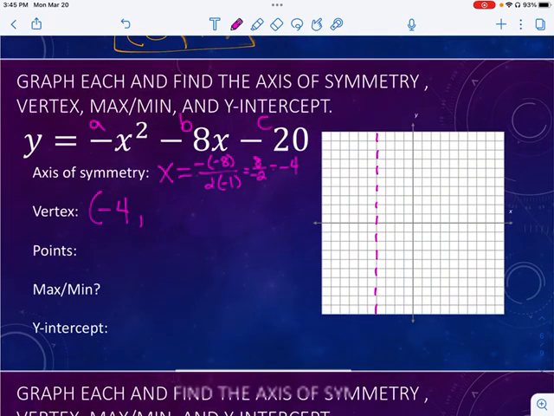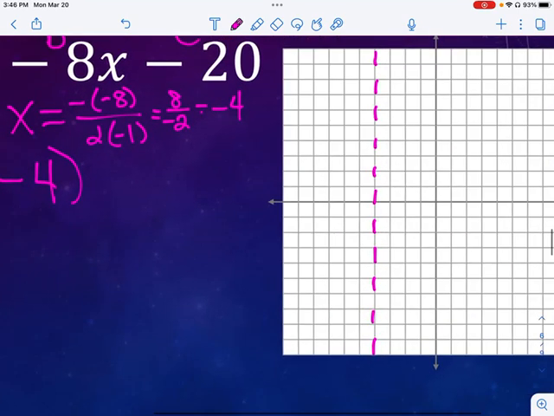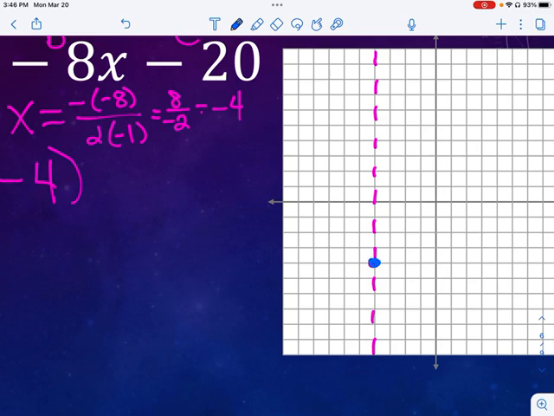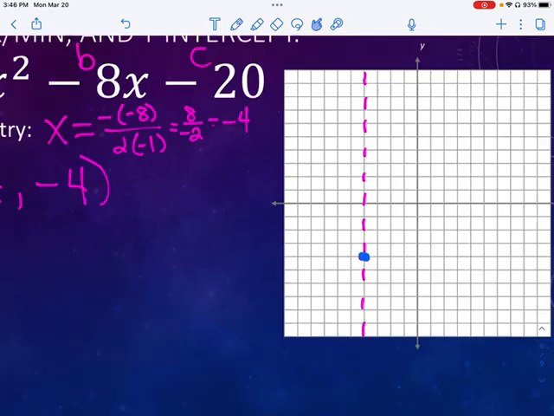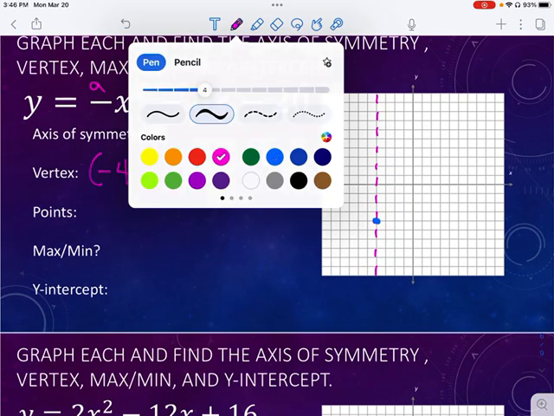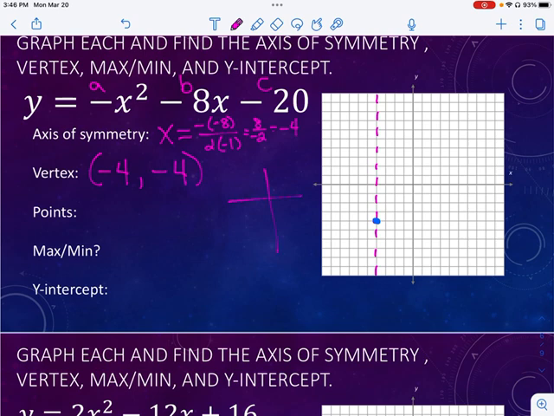Okay, so now we just got to find the vertex. I plug in the negative 4 on this, and after I do all the math, I get back negative 4. So I'm going to come over 1, 2, 3, 4, 1, 2, 3, 4. So there is my vertex. I'm going to make that in a different color so it's easier to see for you. Then I come back now, and now I need to figure out some points. So what I'm going to do here is my t-table. Here's my x, here's my y.